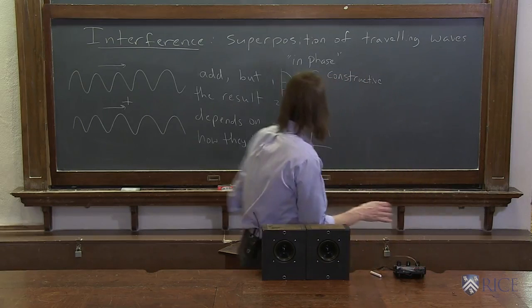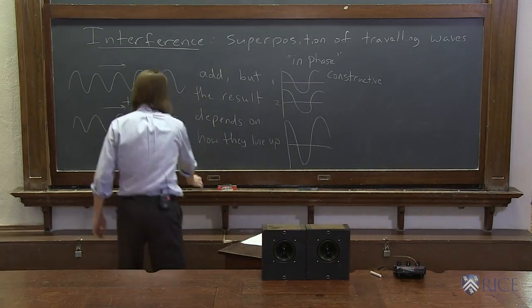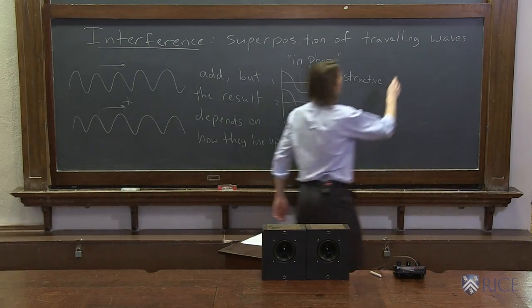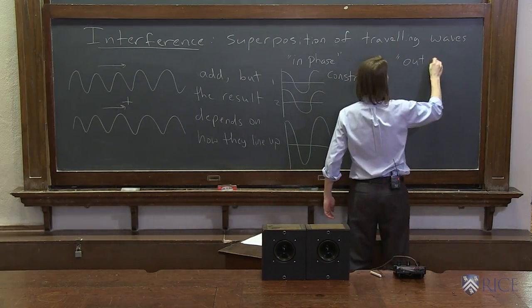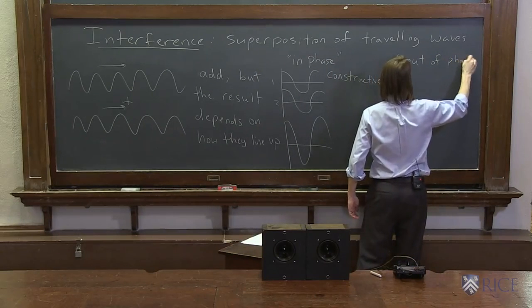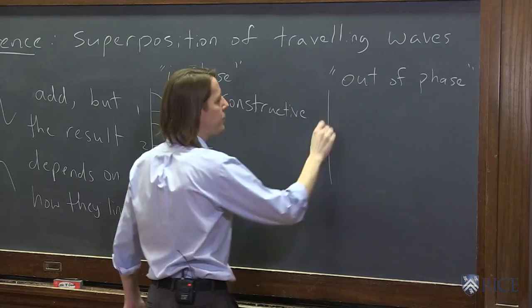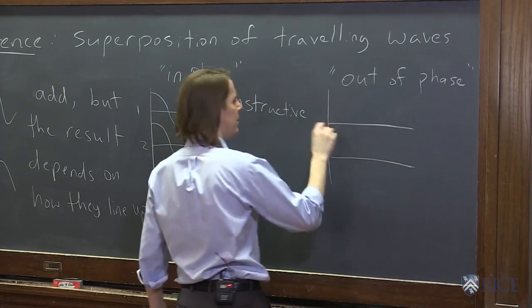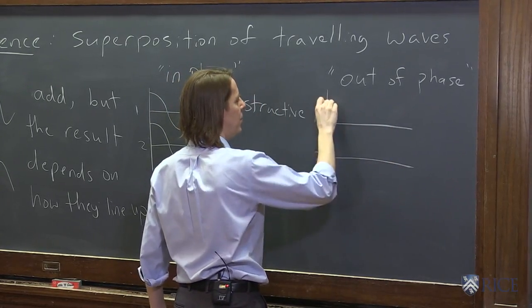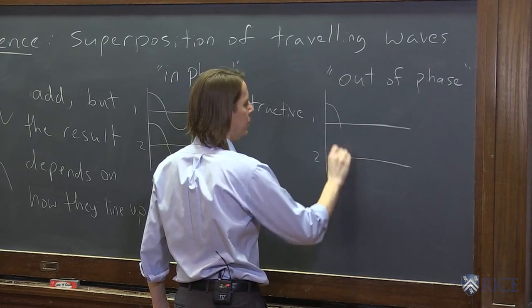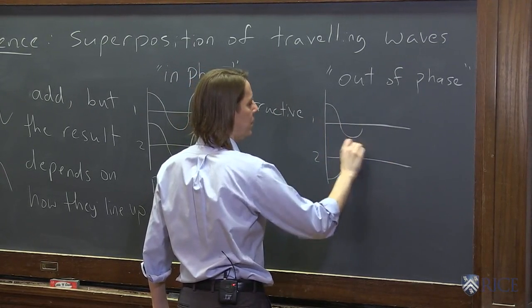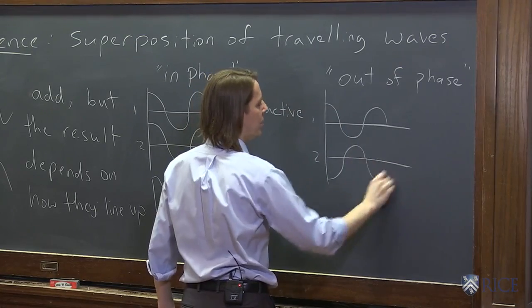Now, what if they're not aligned in that nice way? That's called out of phase. Okay, if they're out of phase, it looks like this. Here's 1 and here's 2. While 1 is high, 2 is low. And while 1 goes down, 2 goes up. And while 1 goes up, 2 goes down.